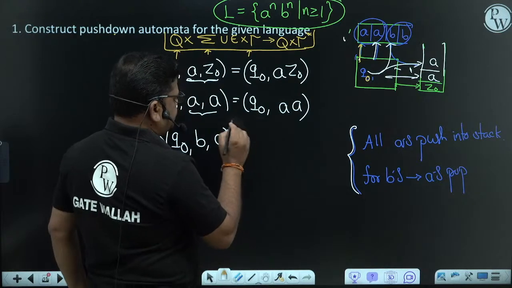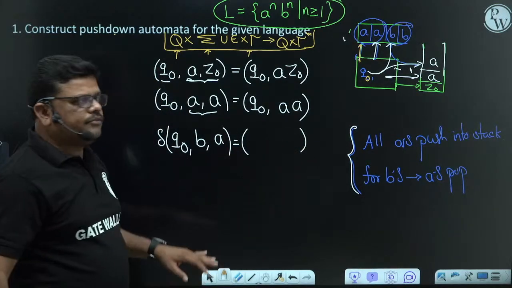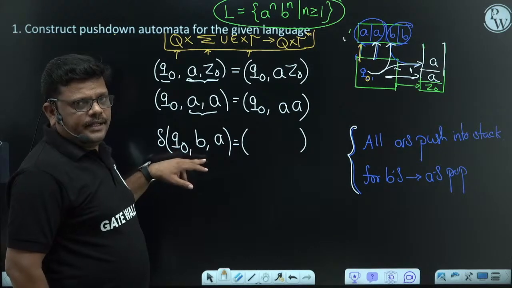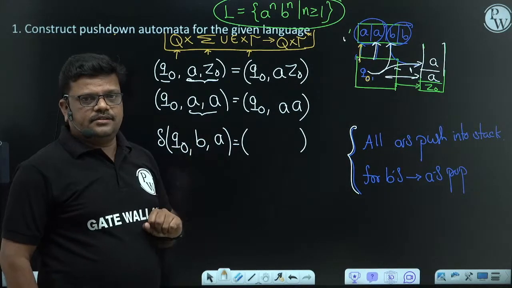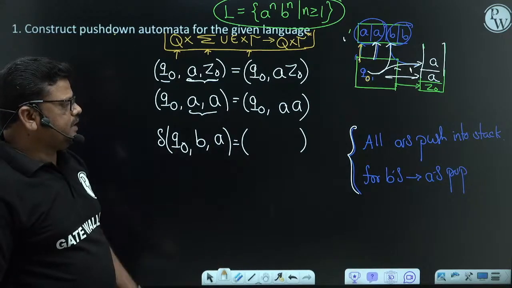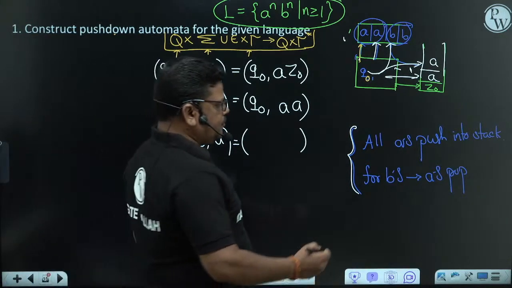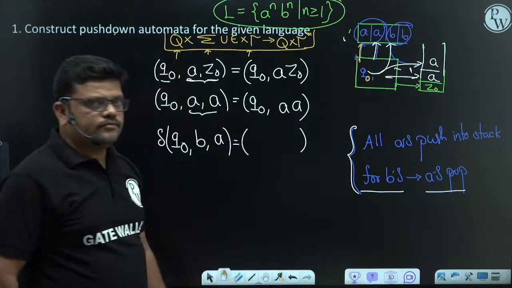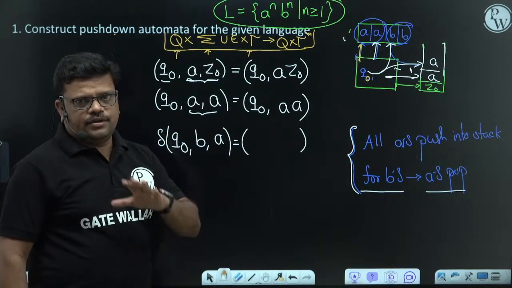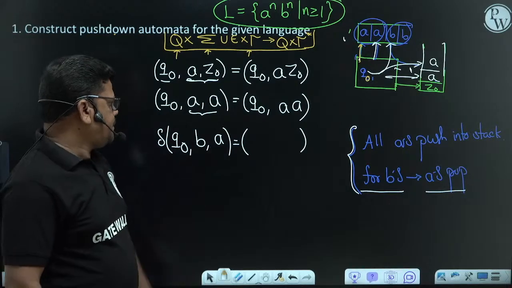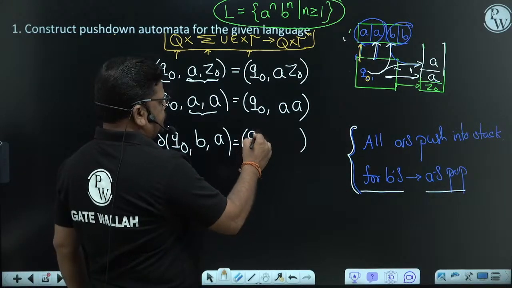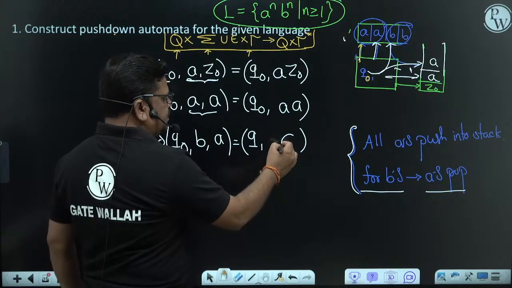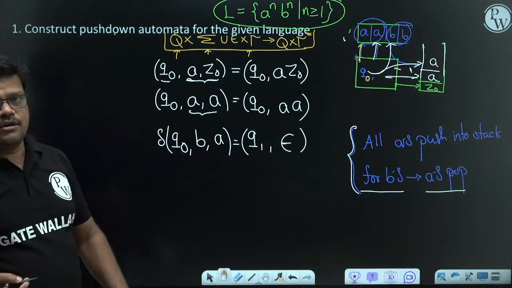Now this is the machine configuration. State Q0, our reading input is B, top of the stack is A. What is the operation? Then we have to look at the logic. The logic says whenever B comes, for 1B, 1A pop. Whenever B's are coming, for every 1B, 1A will be popped out. So now we are moving into Q1. Whenever you represent epsilon on the right side, that is the indication of pop operation.